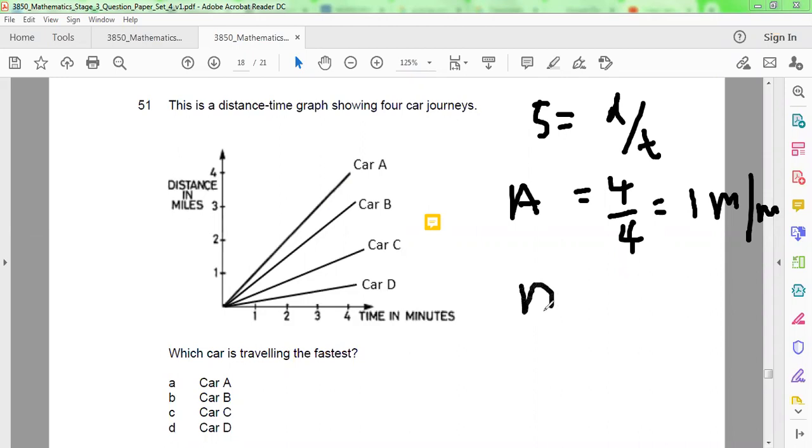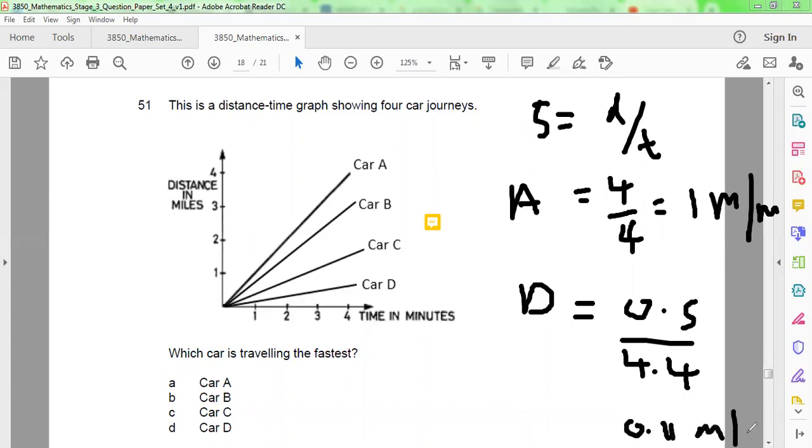Car D, let's look at car D. So that's about 0.5 in terms of distance, and let's call it 4.4. So let's work out the speed. So that speed is 0.11 mile per minute. As you can see, car D is not going anywhere. It's very slow.